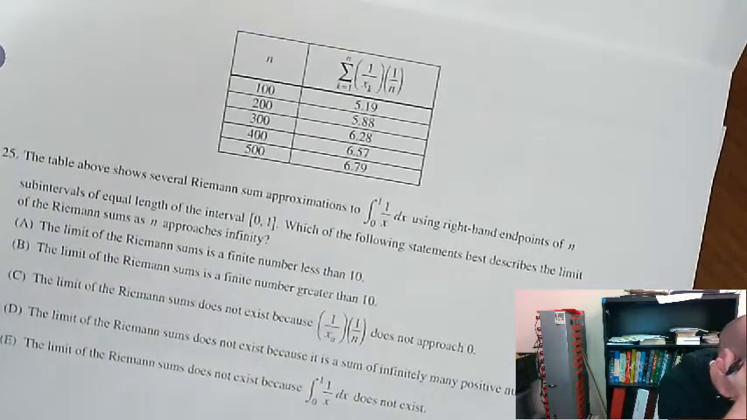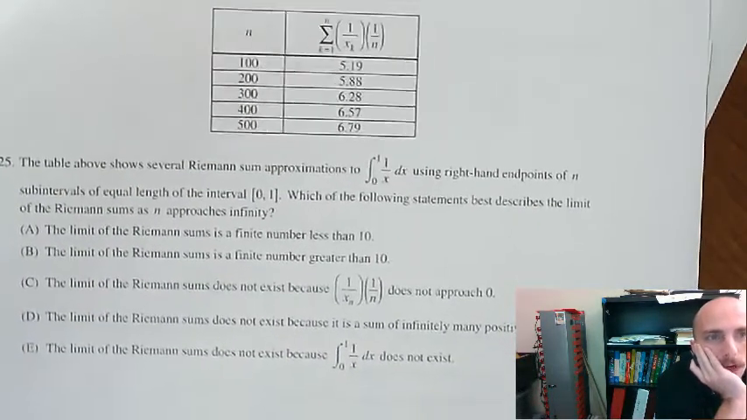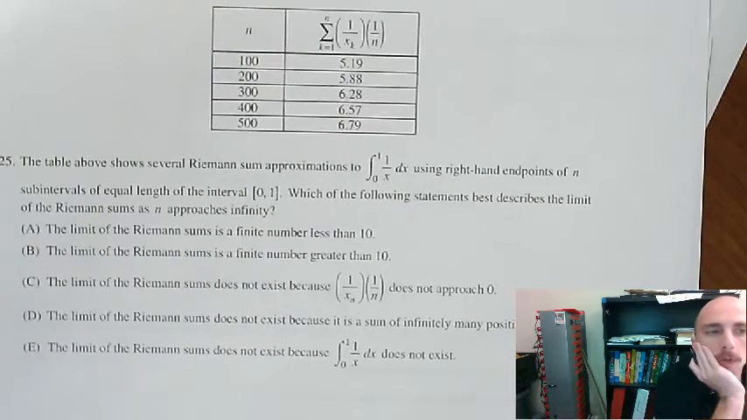All right. Table above shows several Riemann sum approximations to the integral from 0 to 1 of 1 over x dx using right-hand endpoints of n subintervals of equal length. Which of the following statements best describes the limit of the Riemann sums as n approaches infinity, like as in the number of summands or number of rectangles that we're going to take?